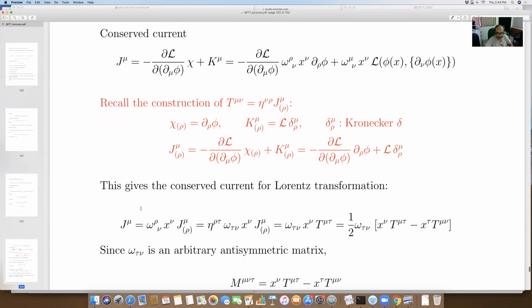So this expression is clear to everybody? Because this is a key point, right? This is the key derivation of today's lecture, that the expression for the conserved current associated with Lorentz transformation can be rewritten in terms of the energy momentum tensor. But of course, it is not exactly the energy momentum tensor, because you have these extra x terms.